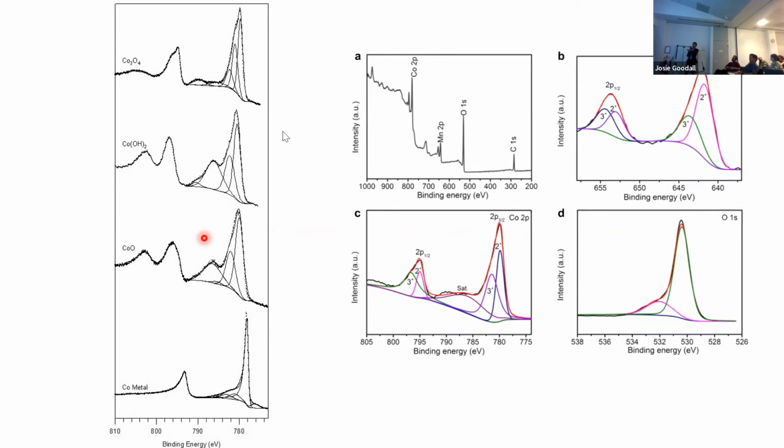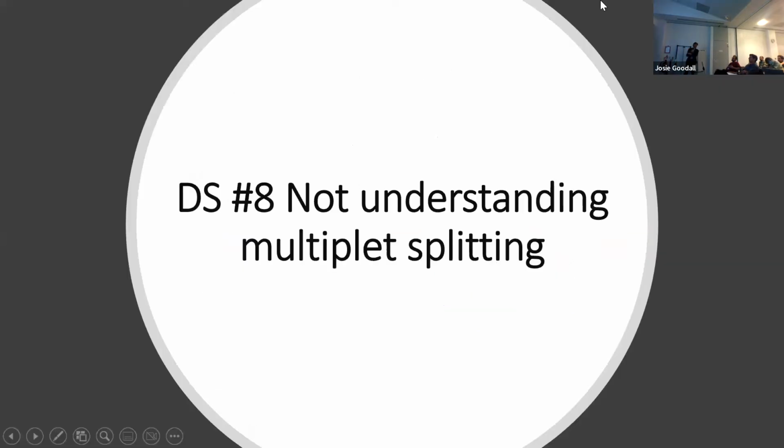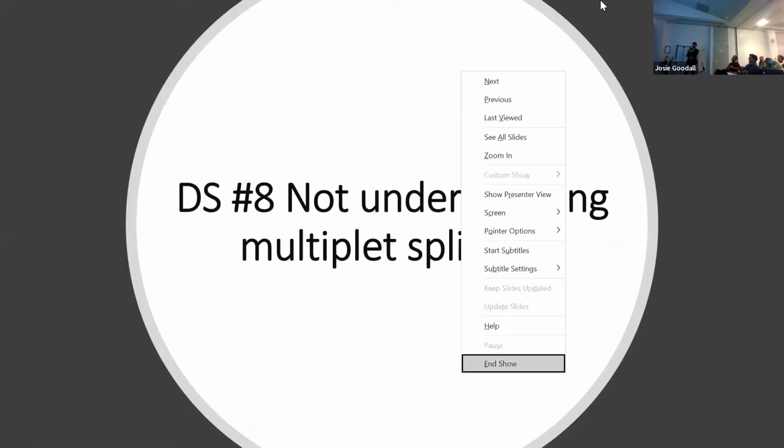So for cobalt oxide here, we have the metal below, which again has a reasonably complicated shape. Cobalt hydroxide looks a little bit different to cobalt oxide, and then Co3O4, which is a mixture of cobalt oxidation states, of course, looks again a little bit different. But some people ignore all that.